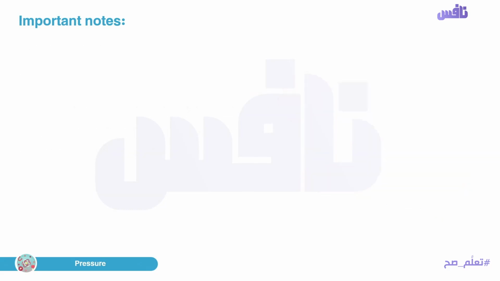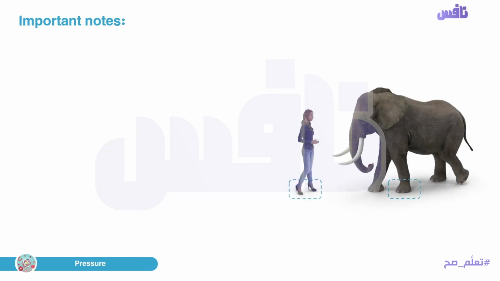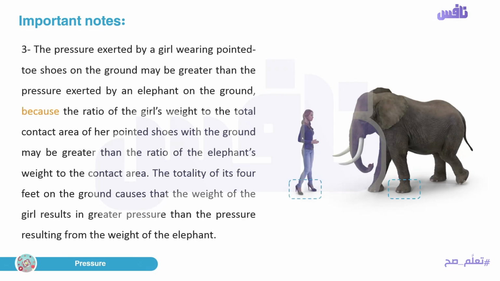The last very important note is a comparison between the girl and the elephant. The pressure exerted by a girl wearing two shoes on the ground may be greater than the pressure exerted by an elephant. How come? I can say that the pressure of the girl is greater than. Your colleague is telling you now because the thickness of the leg of the girl is smaller than.